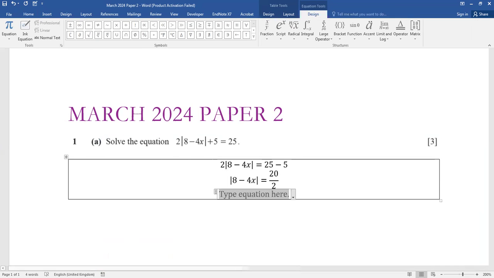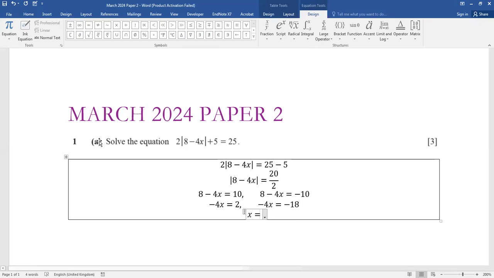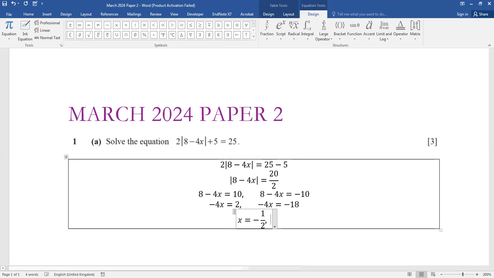So I can say now, because it's a value, 8 minus 4x is either 10 or 8 minus 4x is negative 10. Either way, I'll get my 4x as 2 or my 4x as negative 18. And then eventually solving both, I'll get the value of x as negative half or, sorry, positive 4 and a half. So these are the two values that we must end up with.